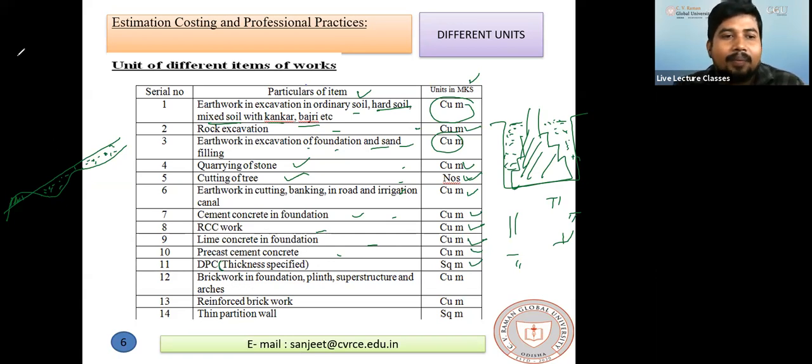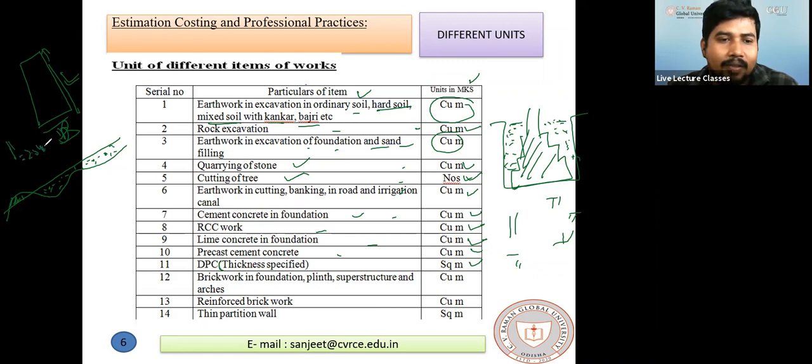Because what happened? Generally DPC is provided below the wall or just above the plinth level. There are the length and width of DPC. As compared to the length and width, the thickness is very small, because generally the thickness of DPC is kept as 1 inch or nearly 2.54 centimeters. The length of the wall is very long and the width is also large, so as compared to them the thickness is very small, that is 2.5 centimeter. That's why we are neglecting the thickness, and initially we have mentioned the thickness of DPC as 1 inch in the description table. Then the unit is in square meter.